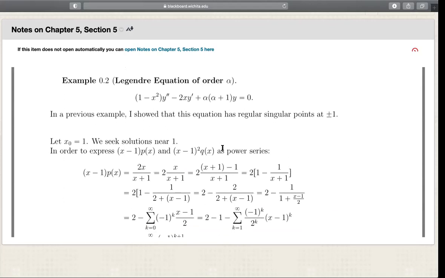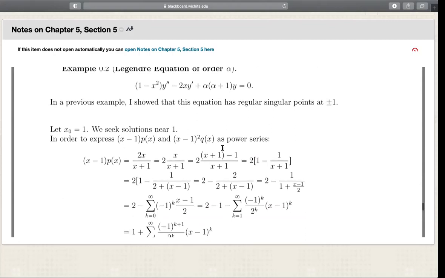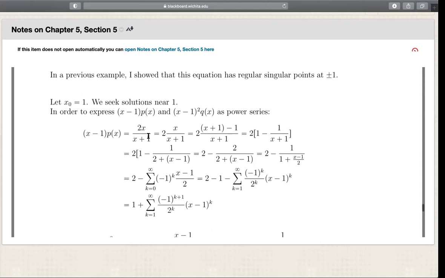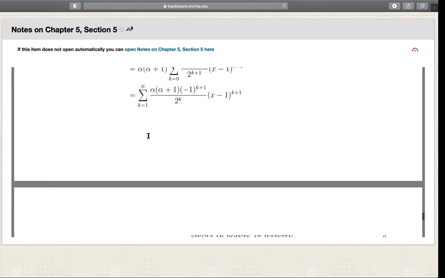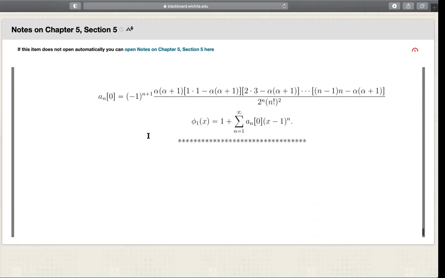I did one more example, and we went through it quickly the other day, a second example, where in this case we're doing this at 1 instead of at 0. And so the p and the q, it's not x p of x, it's x minus 1 p of x, and x minus 1 squared q of x. You got to get that straight. So when we're doing it something besides 0, you have to multiply by something different. It's not x p of x, it's x minus x naught p of x. And I go through that case to show you what the solutions are, and we are out of time.